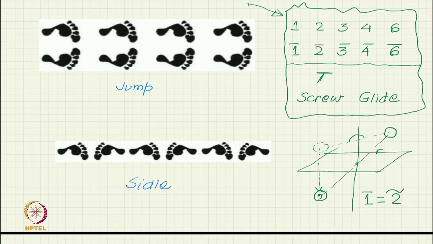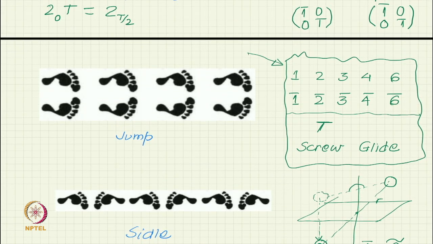Yeah. So, now let us come to the jump. Here both feet are there. You can see now the left foot and the right foot both are there. So, obviously there is a reflection, a horizontal mirror. So, in the jump we have a horizontal mirror, and of course the translation anyway is there.